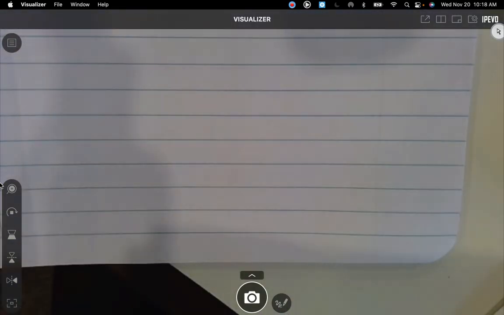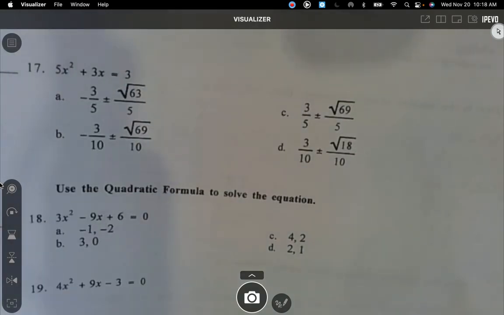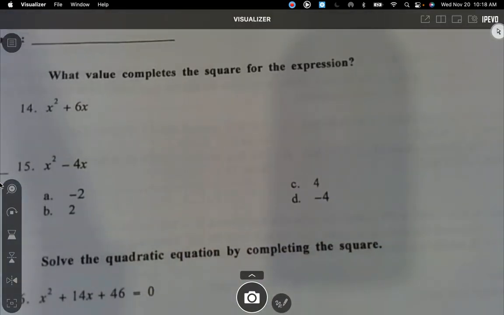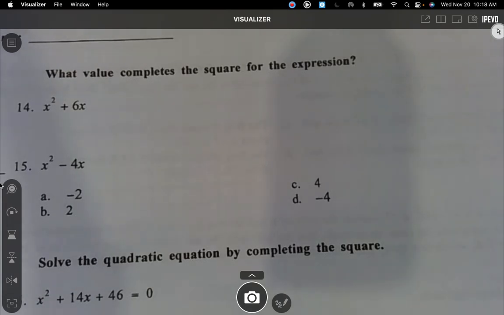The next one, let's see. Number 14 is. Okay, this one's on there. Number 14, sorry. What value completes the square? It does not want us to solve anything. It just says, hey, what number do I have to add right here to complete the square? So you take half of that, which is what? And square it. Which is? That's all it wants. Okay, it doesn't want you to solve anything.